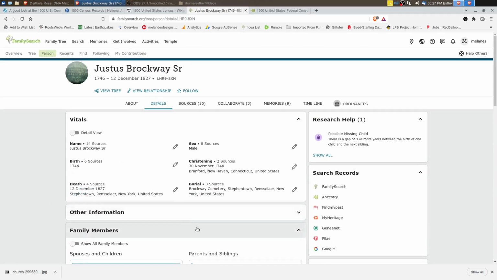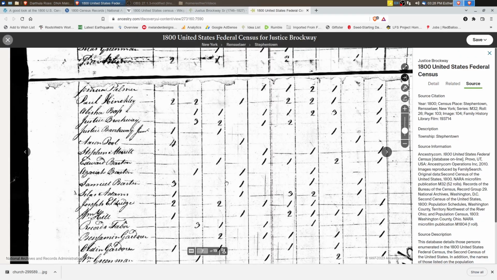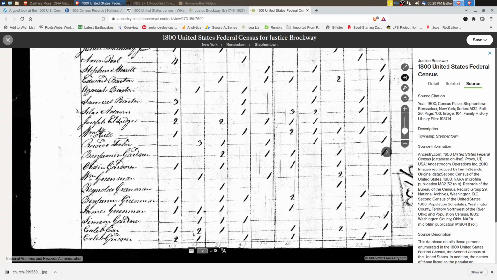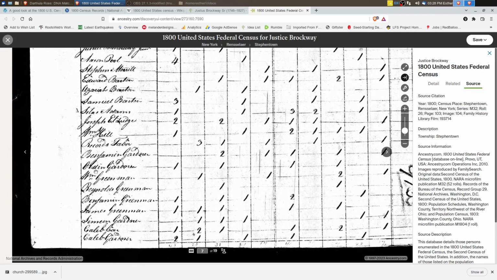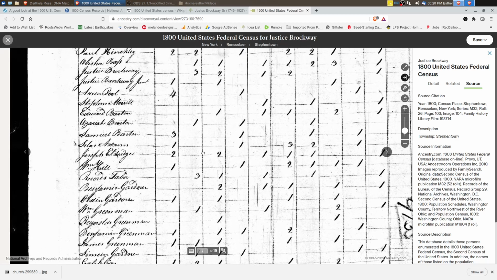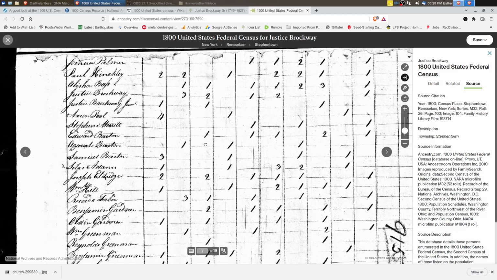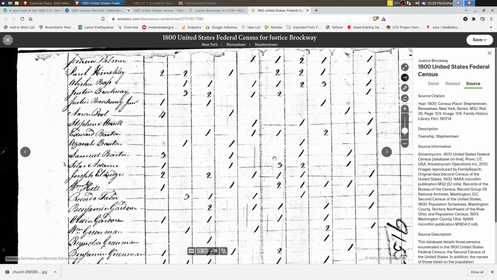So let's look at the 1800 census page again to see if there's anything more we can learn for more research opportunities as well. Justus Brockway's wife was Alice Gardner. If you look at this page, there are several Gardners on here. There's a Benjamin Gardner, another person whose name is obscured, a Simeon, and a Caleb. And so you have to wonder if they are extended family members of Alice or not. That would be a really good place to do some more research.